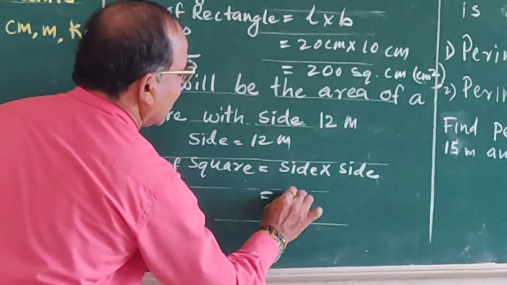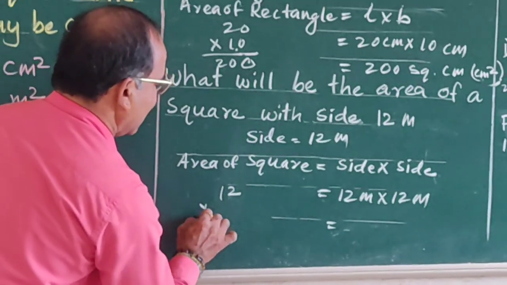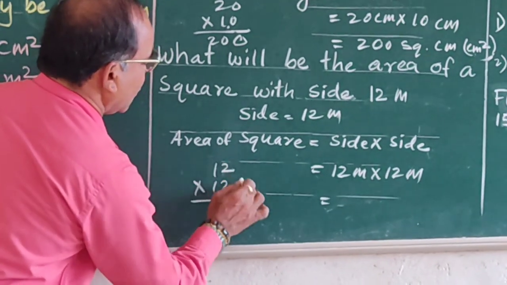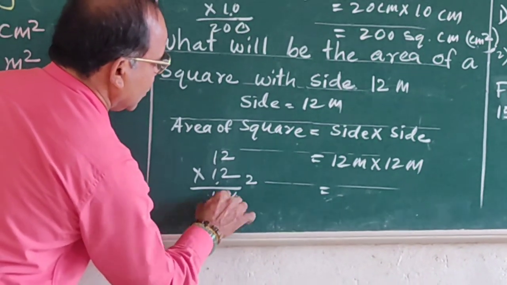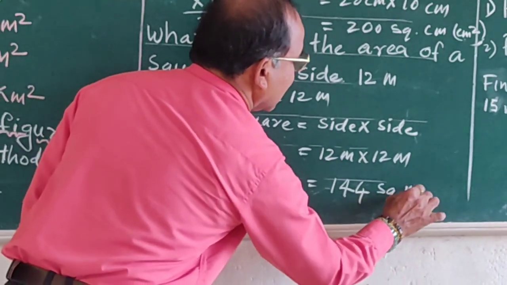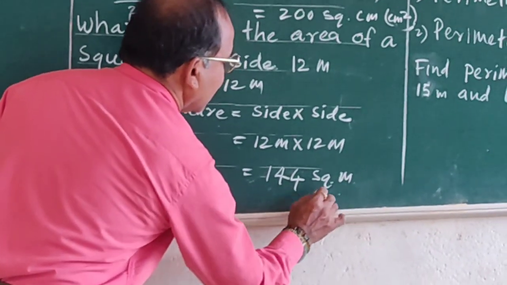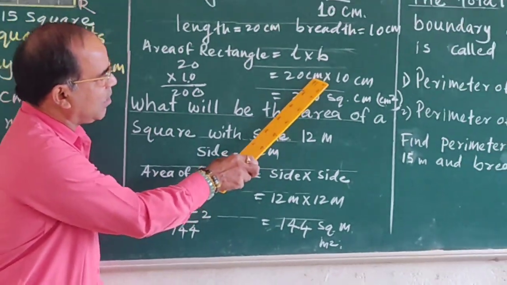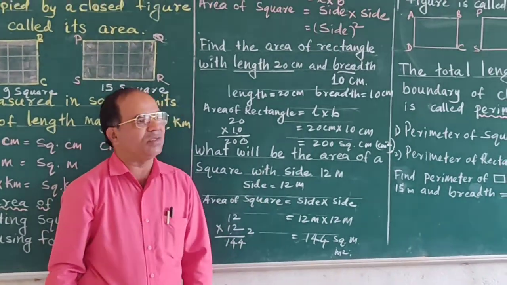That means what is the side? 12 meter into 12 meter is equal to, you have to multiply this 12 into 12. 12 into 2 is 24, 4 and carry 2. 12 into 1 is 12, plus 2, that is 14. So it is 144 square meter, or it can be written as 144 meter square. Here the unit of length is centimeter, here the unit of length is meter. So it depends on what the unit of length is.